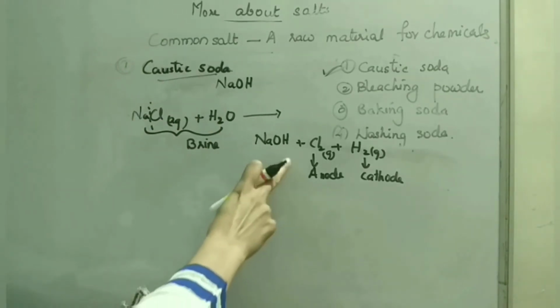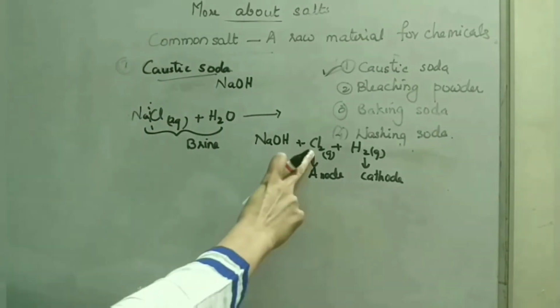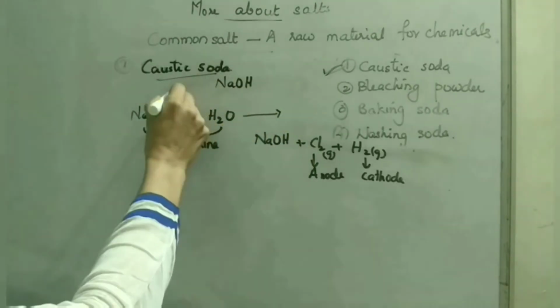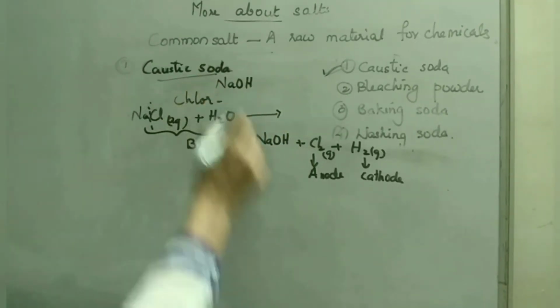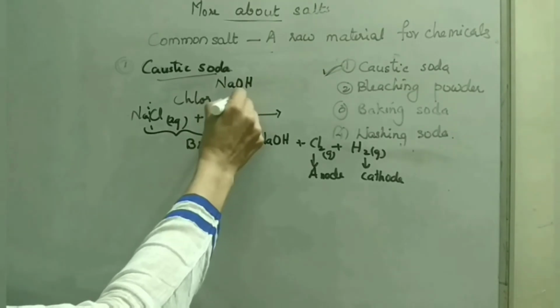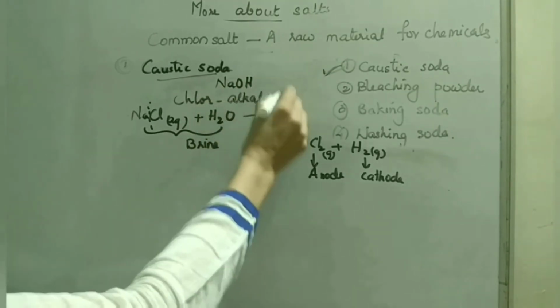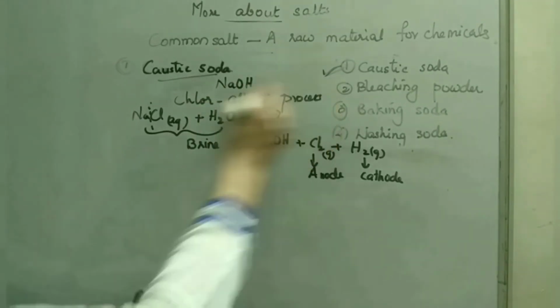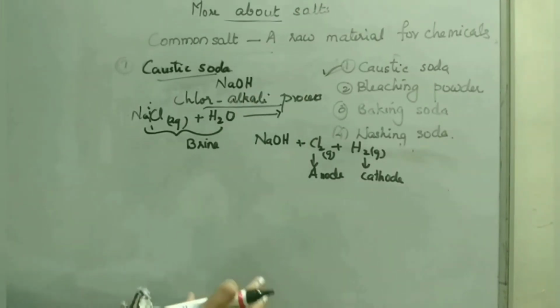Look at the name of the process. Chlorine is there, so we write chlor. And a base is there, so alkali. So chlor-alkali process. From these products only we get the name chlor-alkali process.